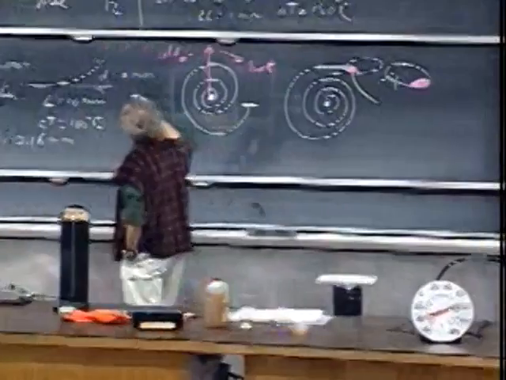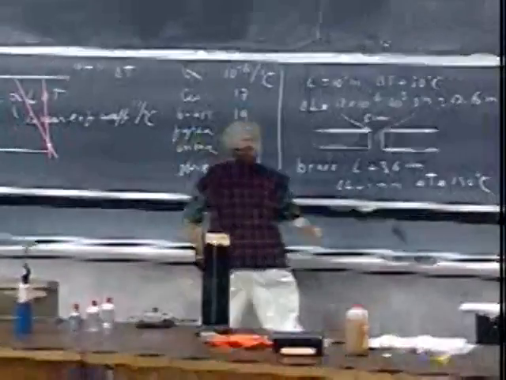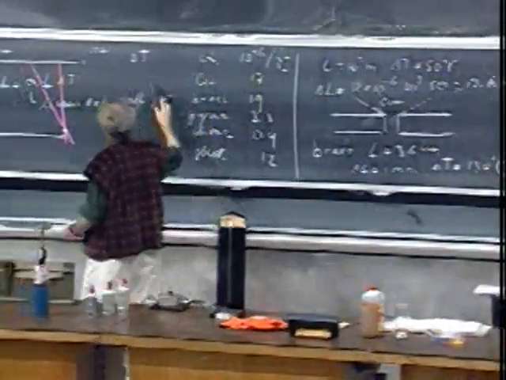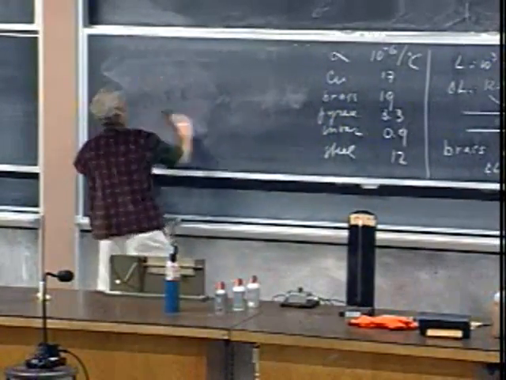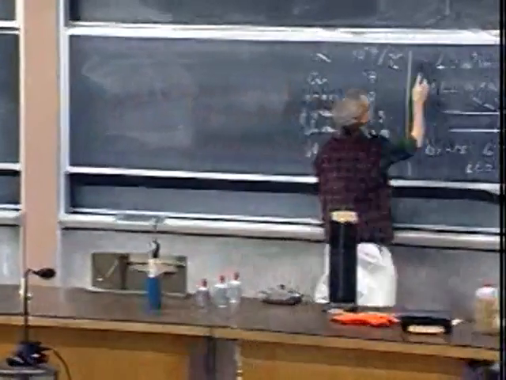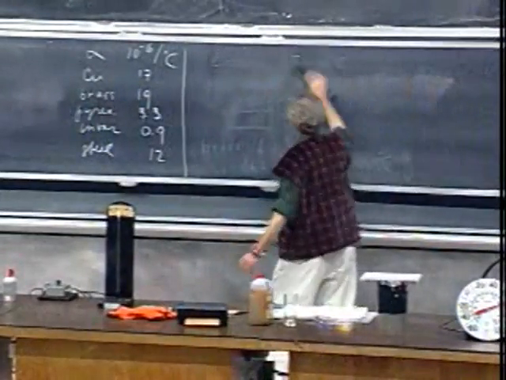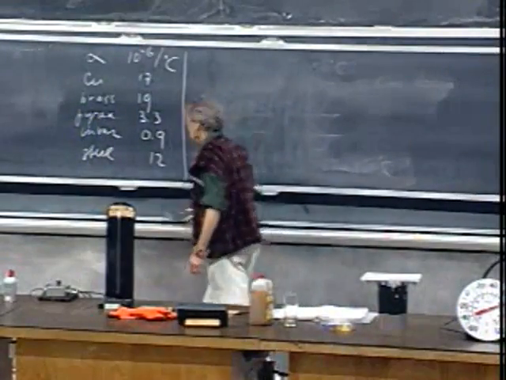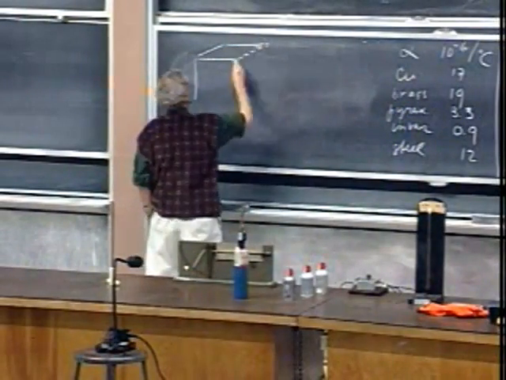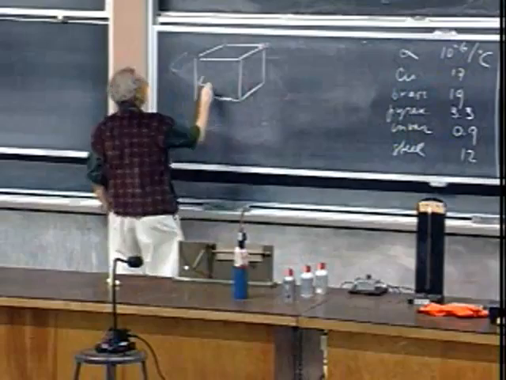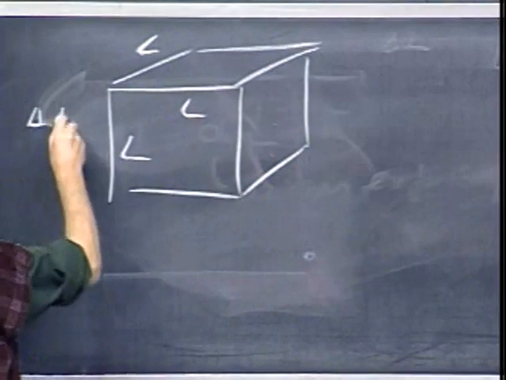Now I want to move from linear expansion coefficients to cubic expansion coefficients. I will leave these numbers there because I will need them later on. But now I take a block of some material and want to discuss the volume increase, not just the length, but the volume increase. So here I have a solid material. Let's make it simple, all sides L. And I increase it by an amount of temperature delta T.